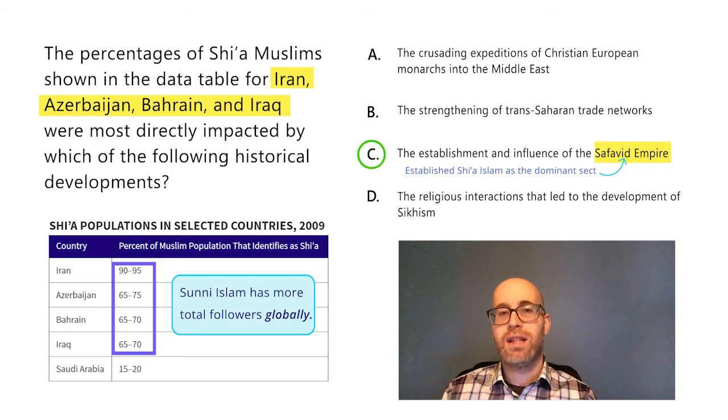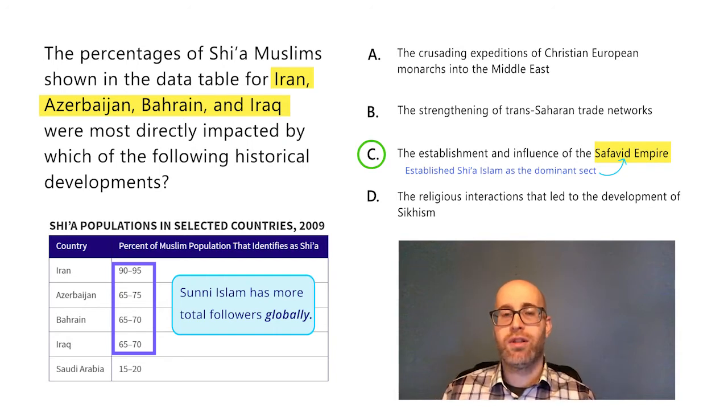But let's say that you did not know all of that content. Maybe you forgot about the Safavids, or didn't know that they established Shia Islam within the empire, or didn't know that the countries in the table were part of the Safavid Empire. You could then still get the answer by process of elimination.